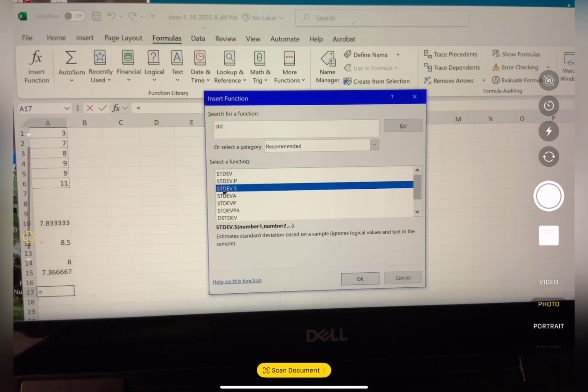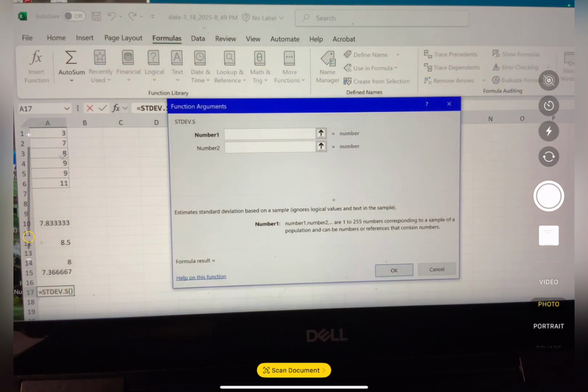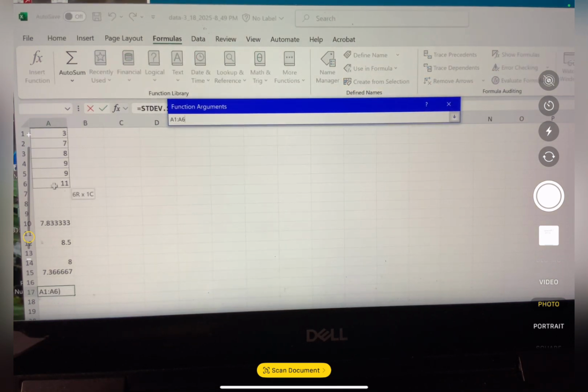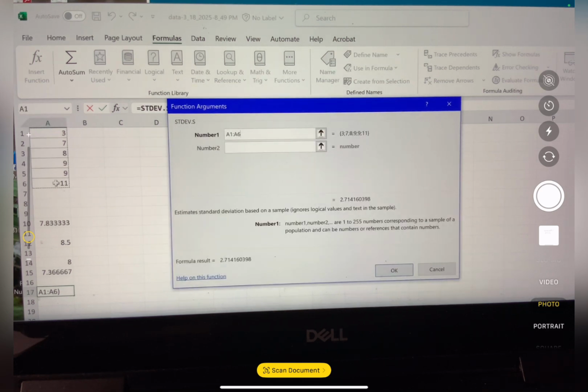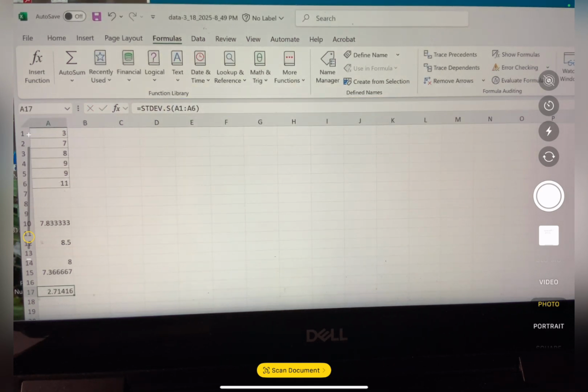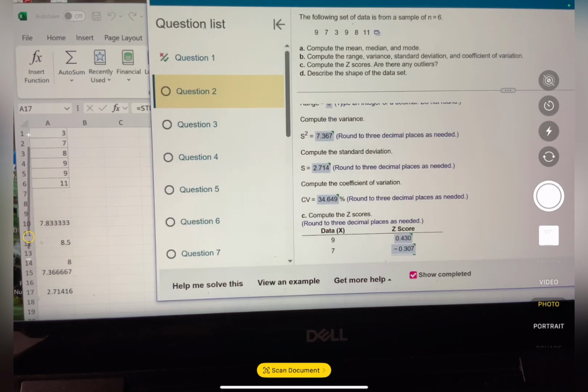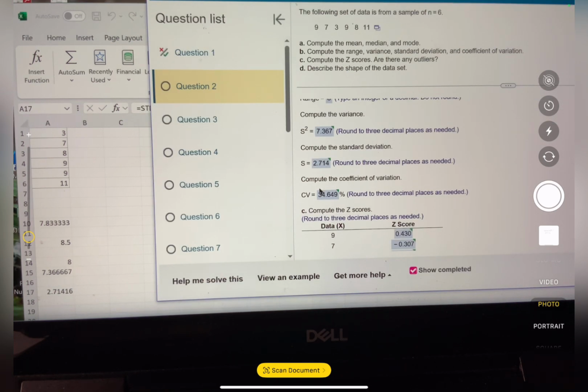Here, STD for sampling. All right, we're going to highlight again till 11, enter, and I get 2.714. We got it. And we need to compute coefficient of variation. Coefficient of variation, what do we do? We take our standard deviation, divide by average, meaning mean, and multiply by 100. Okay, let's do it.